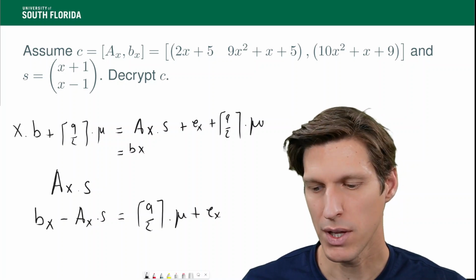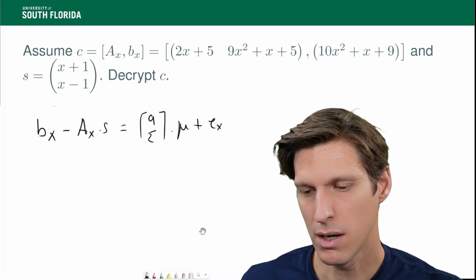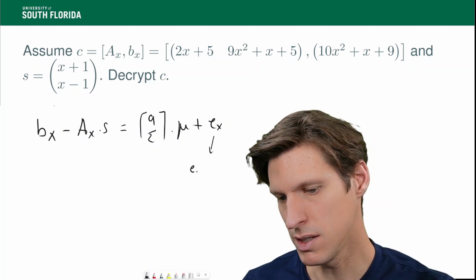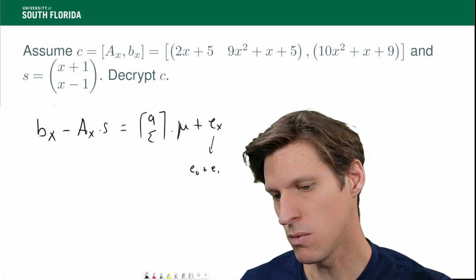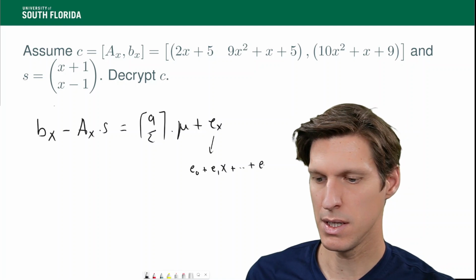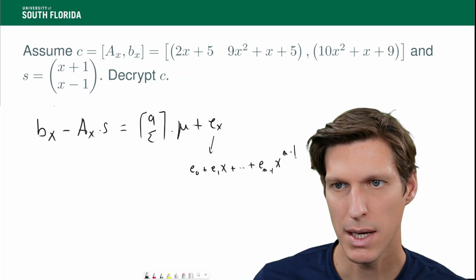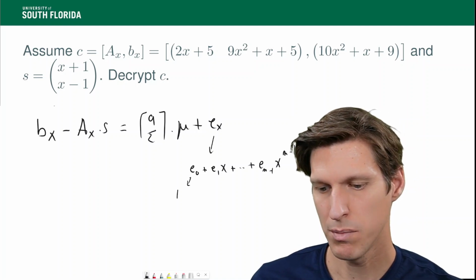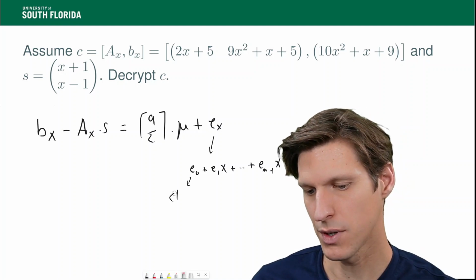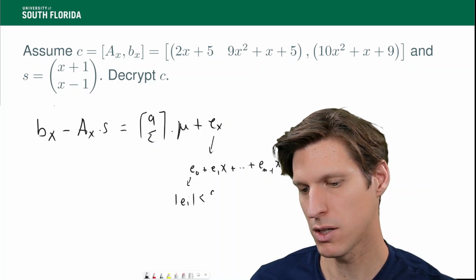but I know that the error will have bounded coefficients by design. This is going to be an error which is a polynomial, let's say E0 plus E1x plus and so on, plus E(n minus 1) x to the n minus 1. And each of these coefficients, each Ei, will be bounded by q over 4.